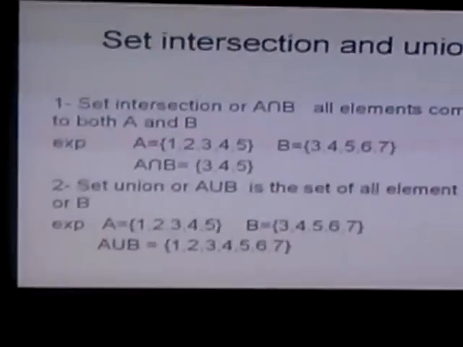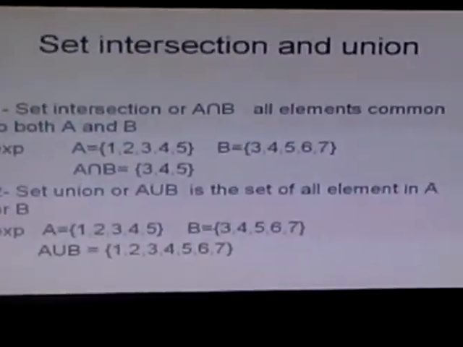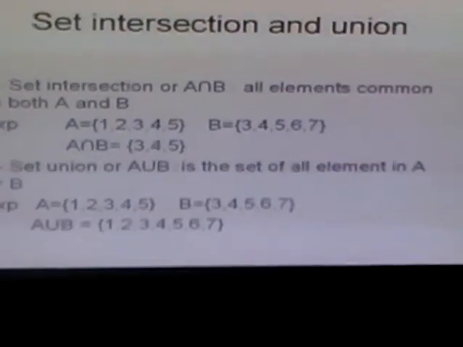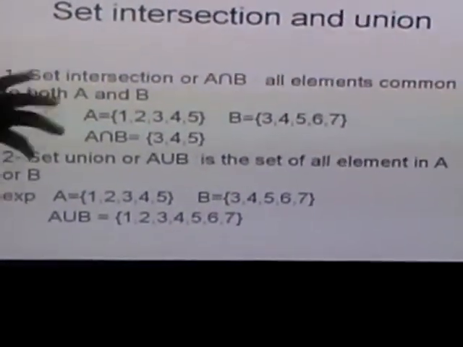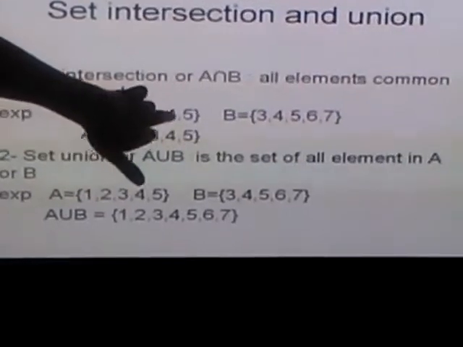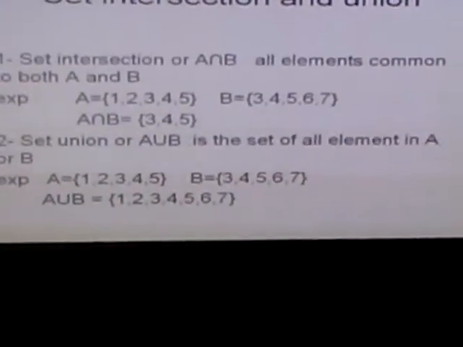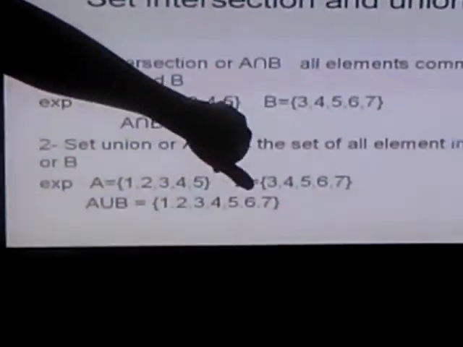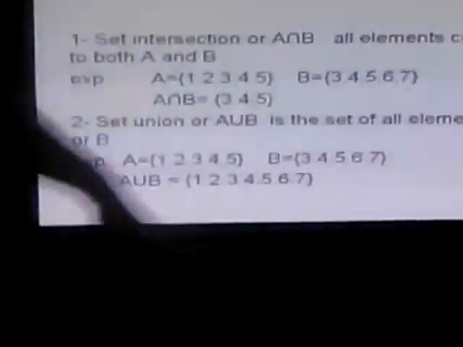The intersection between the two sets and also the union between the two sets. The intersection between A and B is all elements common to both A and B. For example, we have A: 1, 2, 3, 4, and 5, and we have B: 3, 4, 5, 6, and 7. If we want the intersection between A and B, it's going to be 3, 4, and 5, because 3, 4, and 5 are in A and also in B.